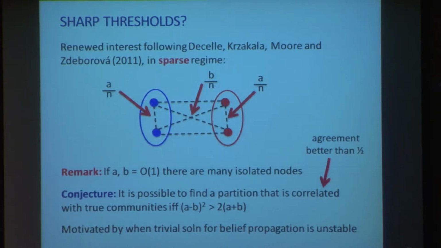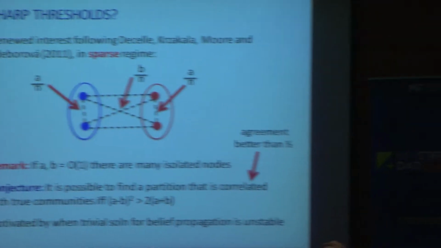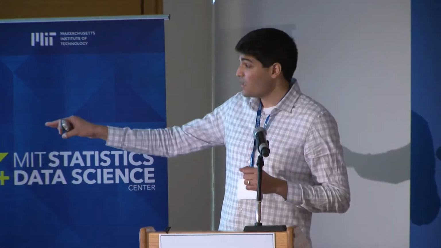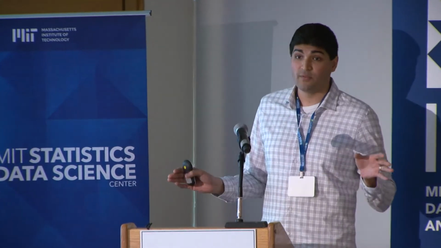So the belief was that if belief propagation doesn't get stuck at the trivial fixed point, then whatever it finds must actually have some agreement with the true community structure, and that if belief propagation doesn't work, it must not be a failure of belief propagation, but because the problem is fundamentally information theoretically impossible. So this is a wildly bold set of conjectures. It should sound that way.